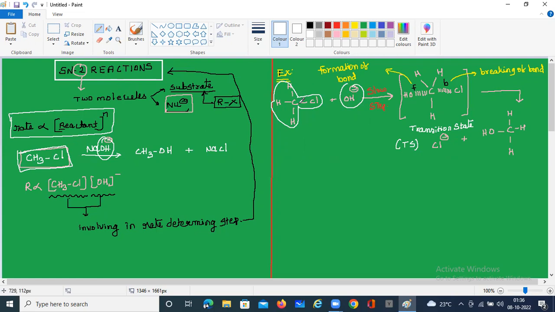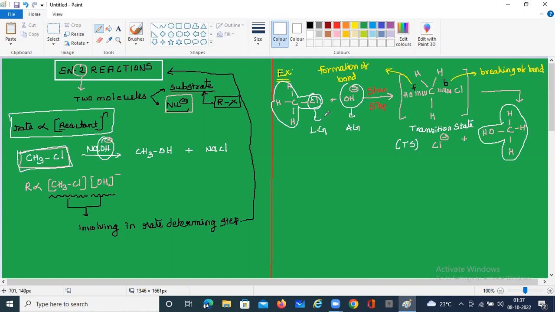The nucleophile is going to substitute, hence it is known as the SN2 reaction. When methyl chloride reacts with a nucleophile like OH minus, the product formed is methyl alcohol. Chlorine is the leaving group, whereas OH minus is the attacking group, isn't it? So that's why the product obtained is CH3OH, methyl alcohol.